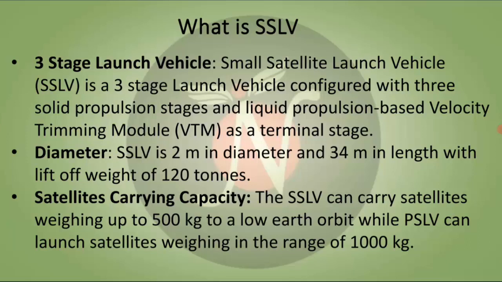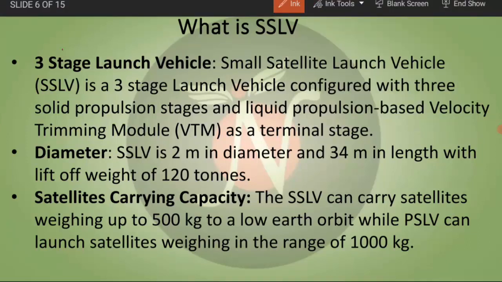Now, what is SSLV? These are small satellite launch vehicles. It is a three-stage launch vehicle. Try to remember, it is a three-stage launch vehicle configured with three solid propulsion stages and a liquid propulsion based velocity trimming module as a terminal stage. SSLV is 2 meters in diameter and 34 meters in length with a lift-off weight of 120 tons. Satellite carrying capacity: the SSLV can carry satellites weighing up to 500 kg to a low Earth orbit, while PSLV can launch satellites weighing in the range of 1000 kg.